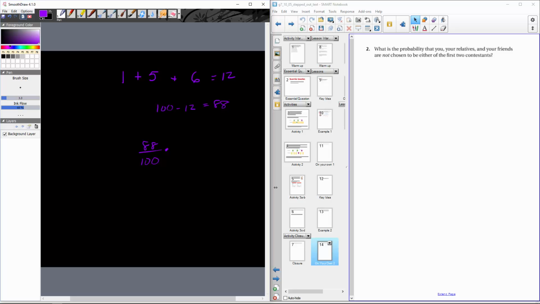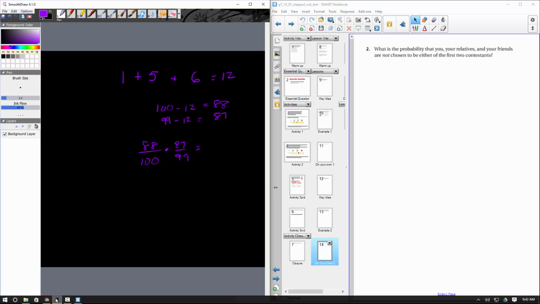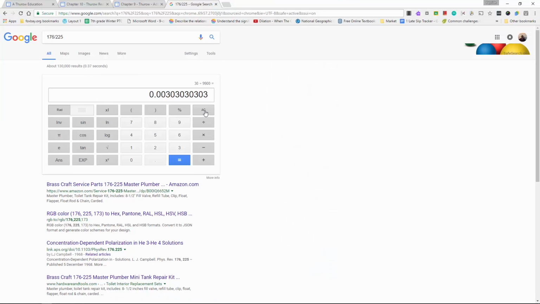Now, if I think about it, instead of being 100 minus 12, because one person was chosen, it's now 99 minus 12. And that becomes 87 over 99. And I have to multiply these together. And when I do this, let's just do that. I don't know what that is offhand. So I'm going to say 88 times 87. And I get 7656, 7656.